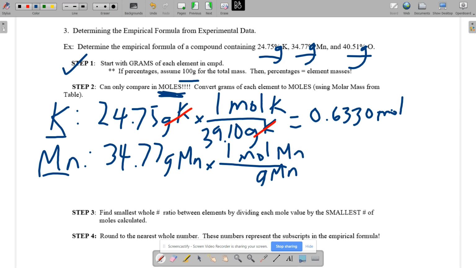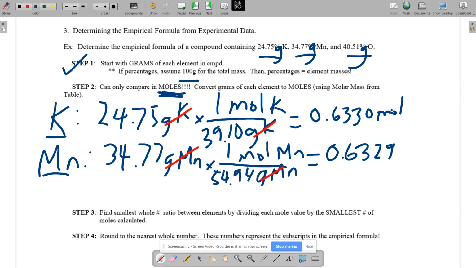Okay. Manganese has a molar mass. I look it up on the periodic table. 1 mole of manganese weighs 54.94. Same thing: grams of manganese cancels grams of manganese, and you are left with moles. So I'm going to punch that in as well. 34.77 divided by 54.94. And that is also 0.6329. I'll round that up.